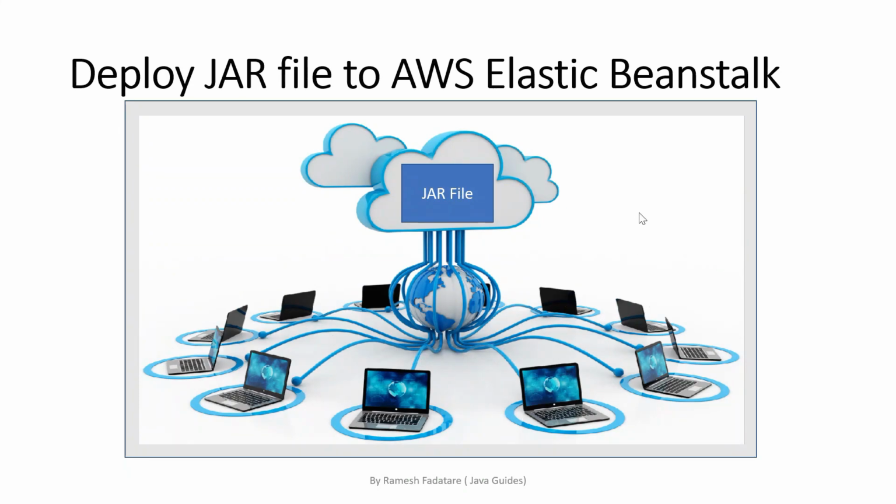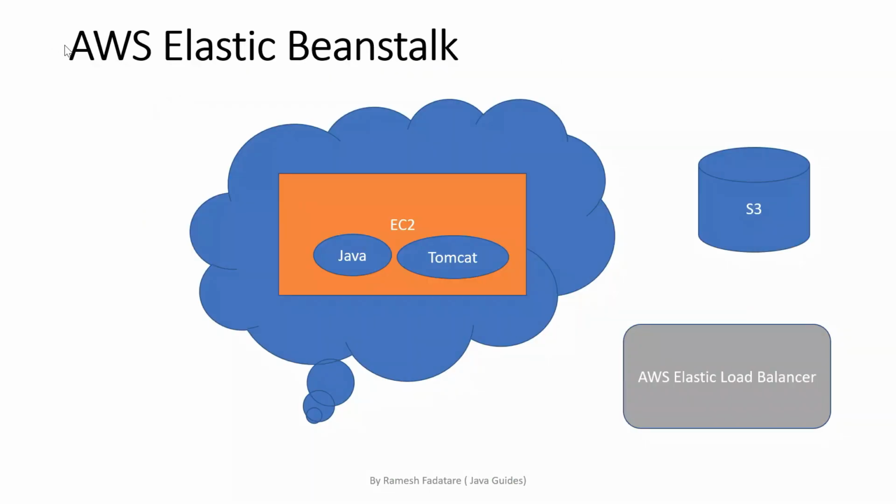Okay, so far we have created Spring Boot applications and deployed locally, right? But in this video I'm going to show you how to deploy Spring Boot application as a jar file on AWS cloud, which will be accessible to all the users across the internet. Let's take a look into AWS Elastic Beanstalk service.